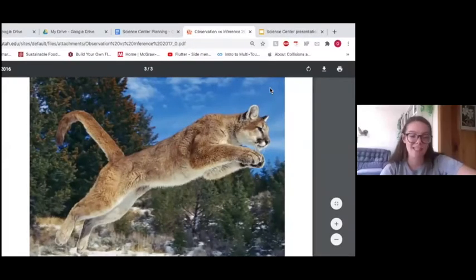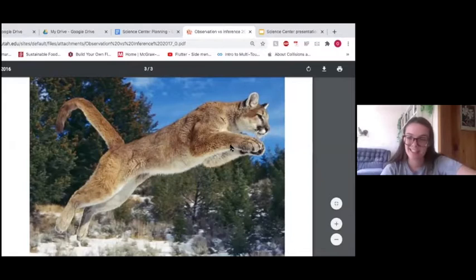But before we get too far into the fun, we're going to do a little bit of teaching about observations versus inferences. And to do that, we're going to look at this picture of a mountain lion. Can everyone see the mountain lion on their screen? Yeah? Okay. So I'm going to ask my friend Chloe to make a few observations about this mountain lion.